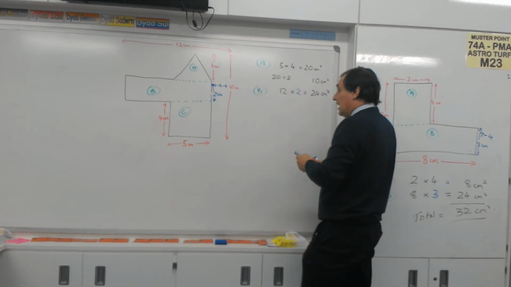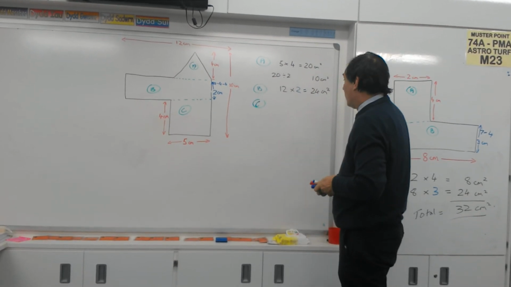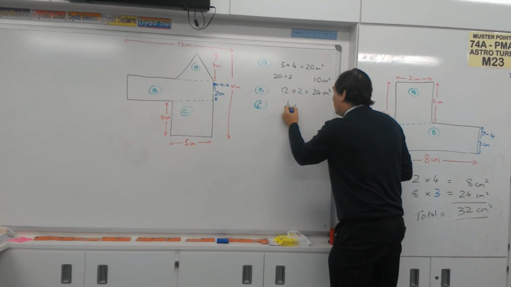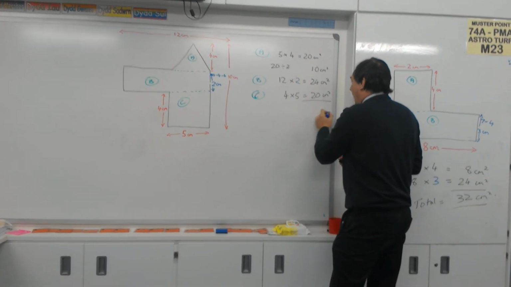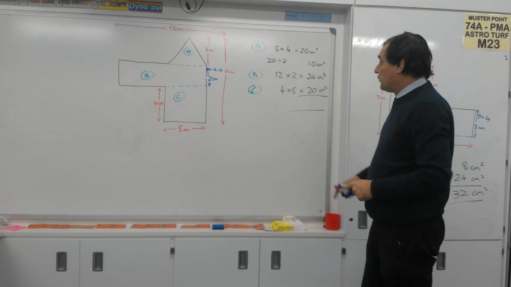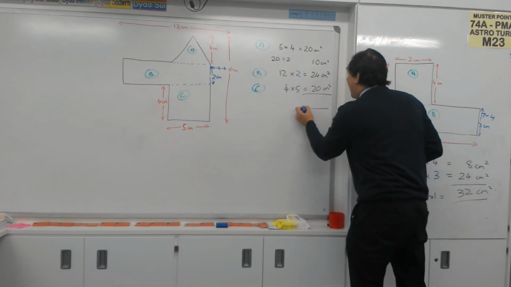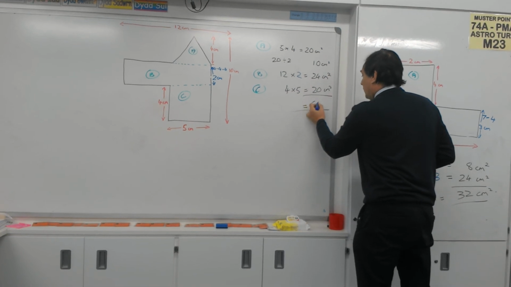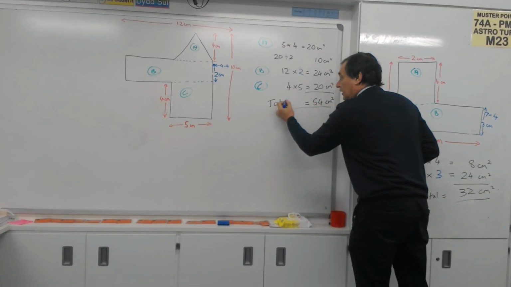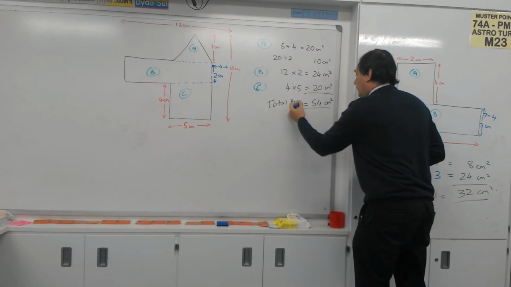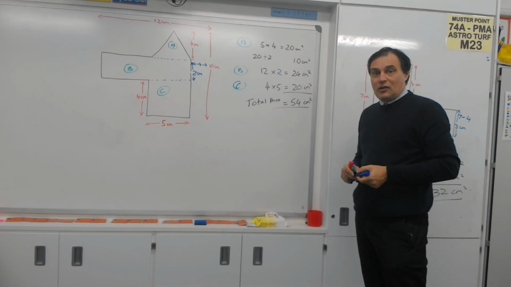And then finally, easier, I've got all the dimensions I need to work out rectangle C, and that will give me 4 times 5, which will give me 20 centimetres squared. Adding all 3 up now will give me the total area of the shape. So 10 and 24 is 34. Add another 20 to it gives me 54 centimetres squared. So my total area and my final answer is 54 centimetres squared. And that is how we work out areas of compound shapes.